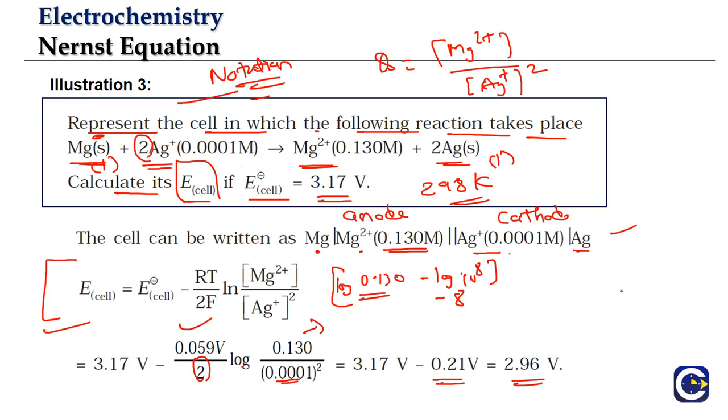Here the only thing that we need to be careful about is how we are simplifying the logarithm, because in previous problems we saw that we were getting simple log values, but in this case we didn't have such a straightforward logarithm expression. We had to do a little bit more simplification. So this is about the idea of the log and how we solve problems based upon the Nernst equation.